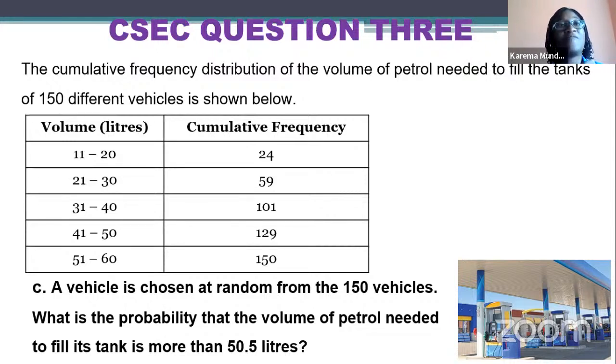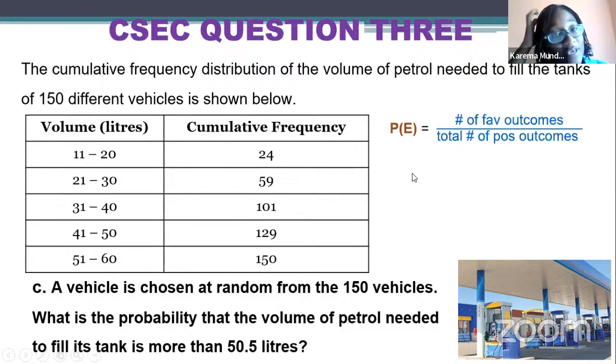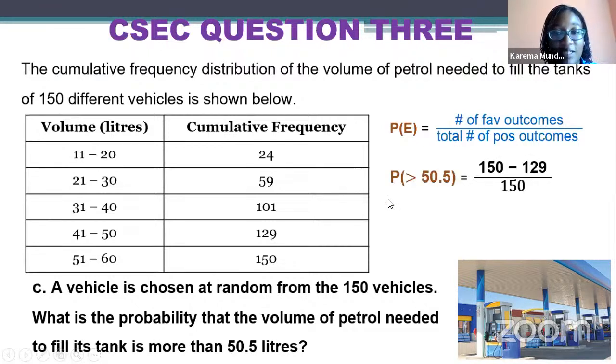So remember we said number of favorable. What does favorable mean? What it is that we want. So let's see again. We're looking for vehicles that need more than 50.5 liters to fill its tank. How many vehicles need this amount of petrol? So remember, it cannot be 150 because 150 is every single vehicle in the data set. All right, 21. So 21 vehicles would fall in this category.